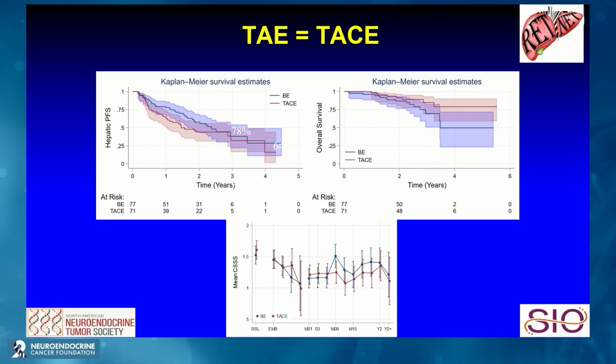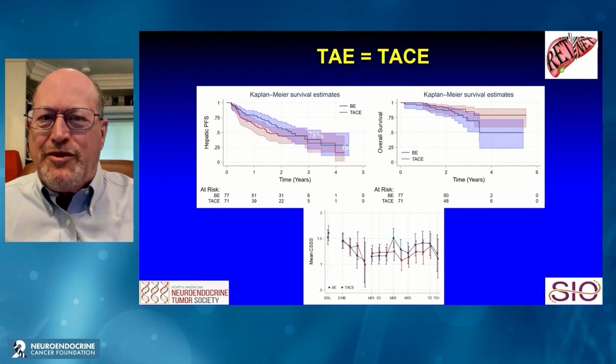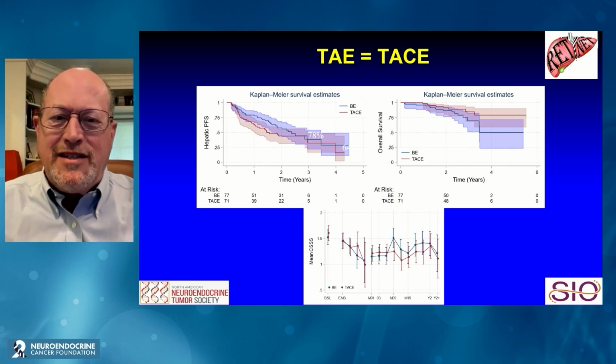And then that bottom curve is what's called the carcinoid symptom severity score. So that's a numerical score for patients who actually have carcinoid syndrome. They have diarrhea and flushing, and we can see that in both arms, that score dropped rapidly over the series of embolizations and then stayed down to 2 years. So basically, the benefit of bland embolization and chemoembolization was the same.